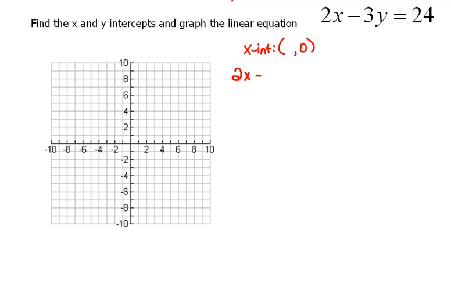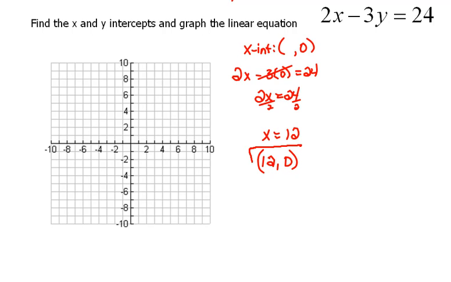So 2x minus 3 times 0 is supposed to equal 24. Well, 3 times 0 is 0, so that's gone. So we have 2x equals 24. And now to get x alone, we would need to divide both sides by 2. So x would equal 24 divided by 2, which is 12. So now we're looking at the point 12 for an x, 0 for a y. That would be our x-intercept.